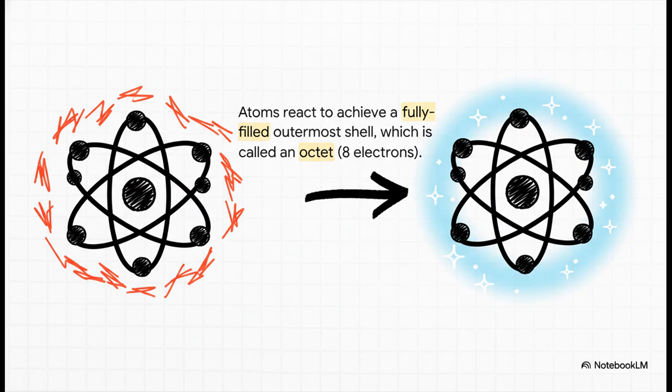So what does it really mean for an atom to be stable? Well, the ultimate goal for almost every atom is to have a completely filled outermost shell. Scientists notice that atoms with 8 electrons in their outermost shell are chemically, well, lazy. They are stable and they don't react. This tendency of atoms to want to achieve a set of 8 electrons in their valence shell is called the octet rule. Octet just means a group of 8.